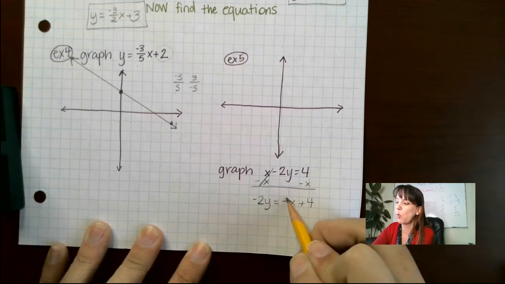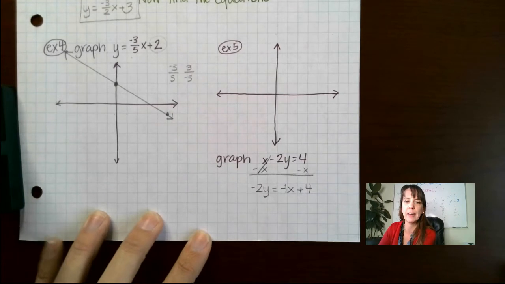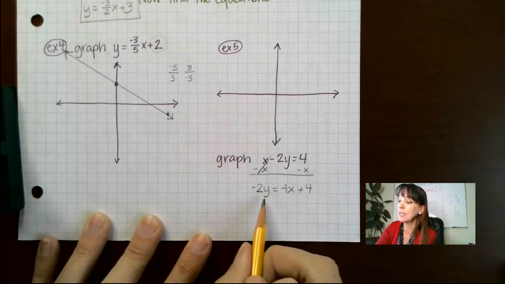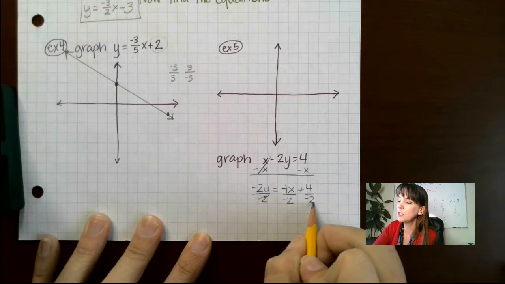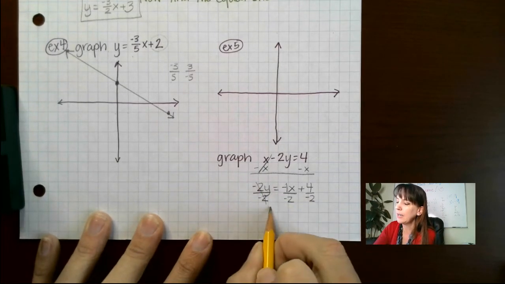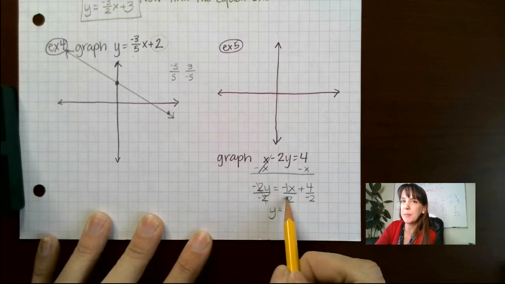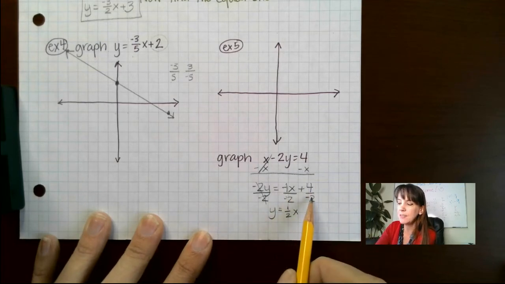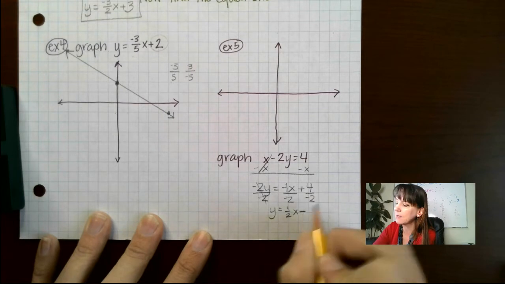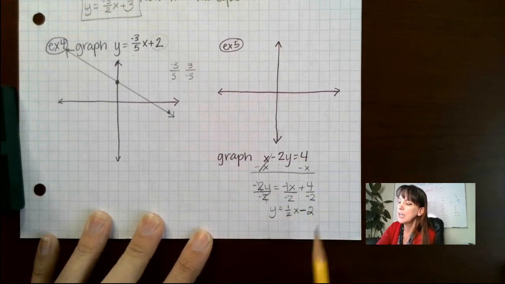Now, keep in mind there's a 1 in front of here, right? A 1 in front of that guy. To get that y by itself, I divide everything by -2. -2, -2. Cancel those guys out, I get y equals, a negative divided by negative is a positive, so it's going to be 1/2 x. Positive divided by a negative is a negative, and 4 divided by 2 is 2. So this is the equation that I'm going to be graphing.